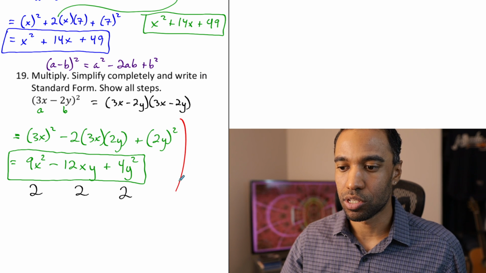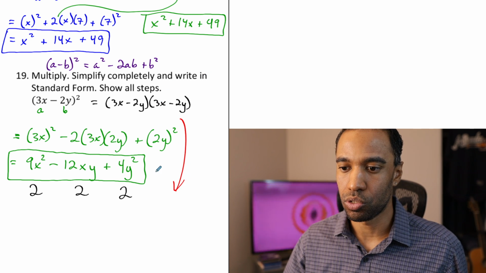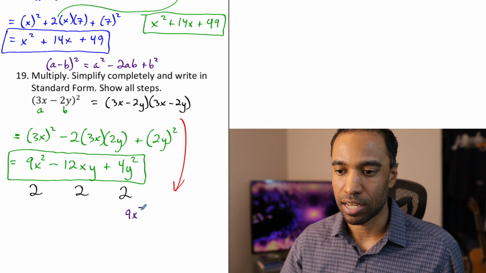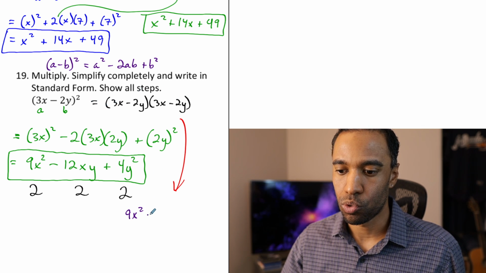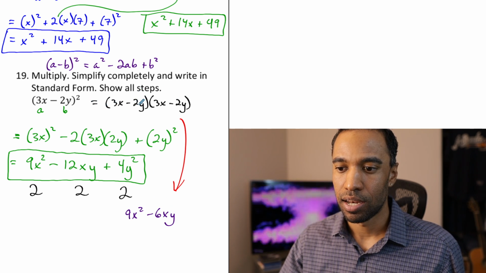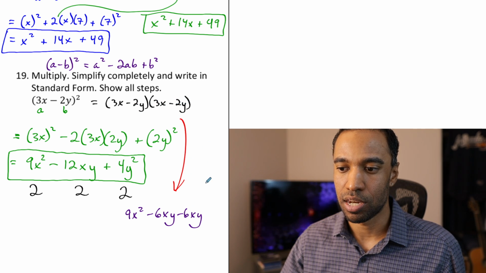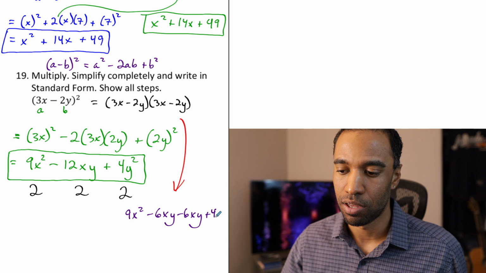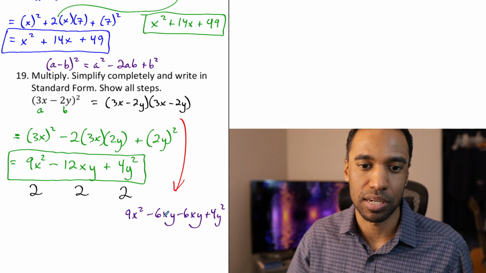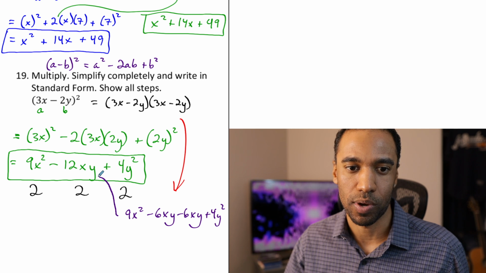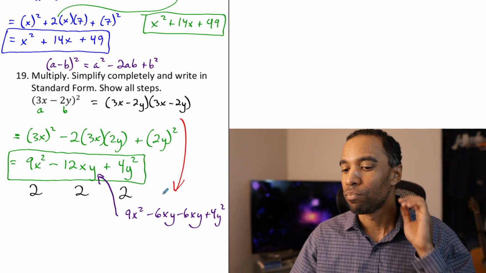All right, let's double check this. Let's see if we got it correctly down here. I don't know why I wrote that in red. FOIL: 3x times 3x is 9x squared. 3x times negative 2y is negative 6xy. Negative 2y times 3x is negative 6xy. Negative 2y times negative 2y is positive 4y squared. A negative times a negative equals a positive. Negative 6xy minus 6xy is negative 12xy. You get back where you are, so it still works out.